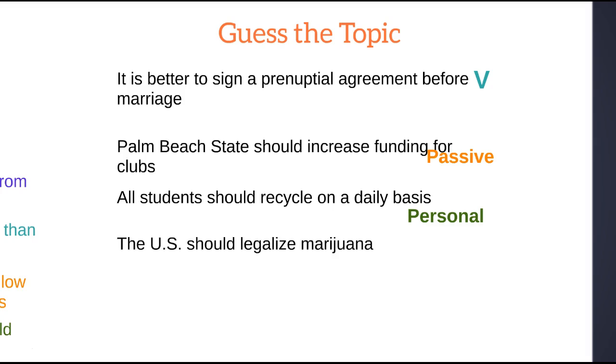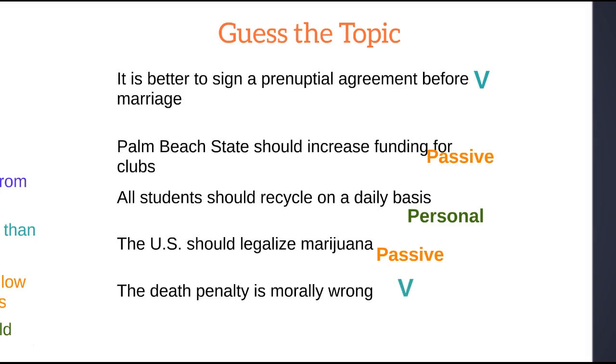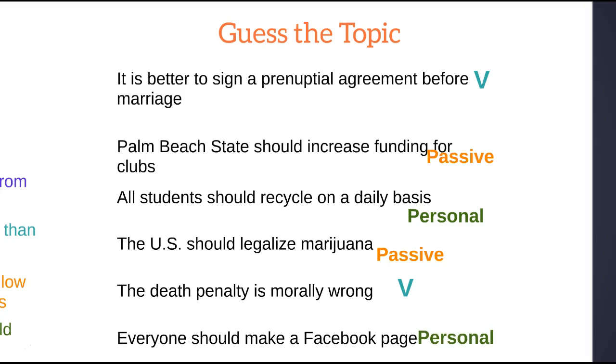The U.S. should legalize marijuana. So that is passive. Hopefully you got that one. Again, because the U.S. government would have to do it. The death penalty is morally wrong. So this is value, right? Because we're actually changing our attitude towards the death penalty. We are in fact not changing the death penalty itself. And then the last one, everyone should make a Facebook page. So this one is personal.